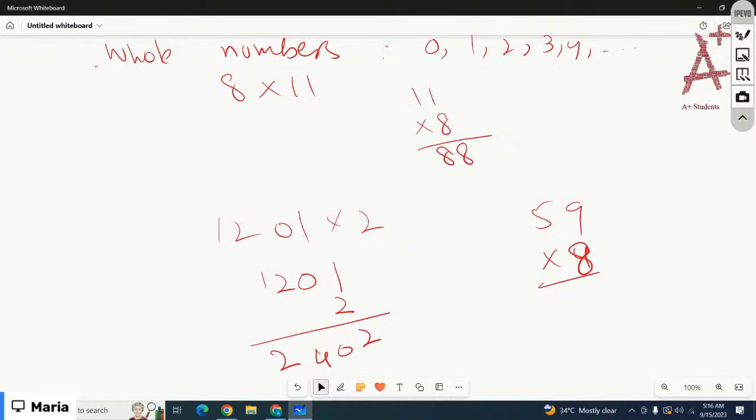Which is the answer? You have to do 8 times 9, right? 8 times 9 is 72, right? 2 over here and carry 7. 8 times 5 is 40, and 40 plus 7 is 47. That would be 472, right? That's how you multiply the whole numbers, right?